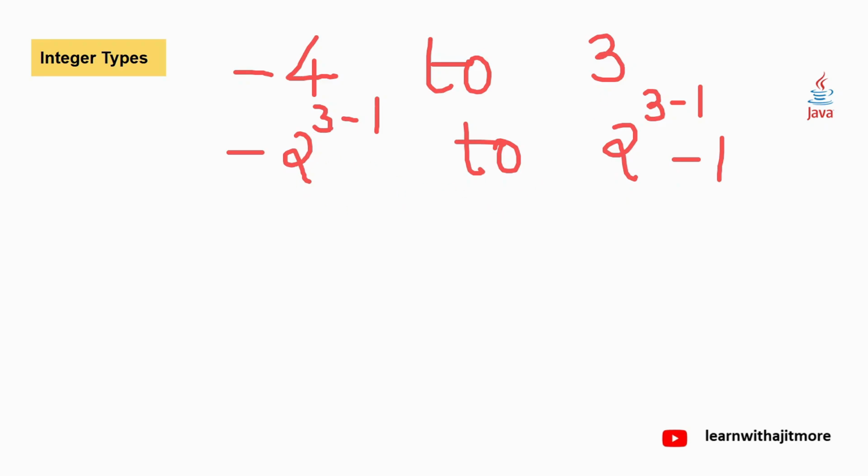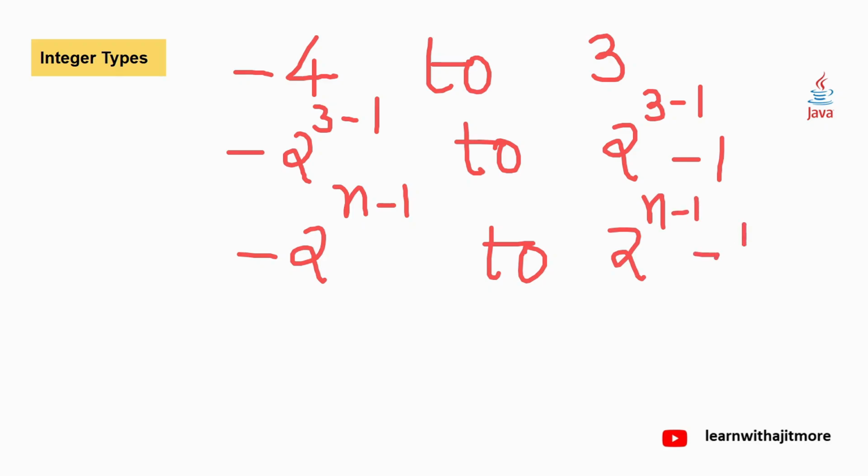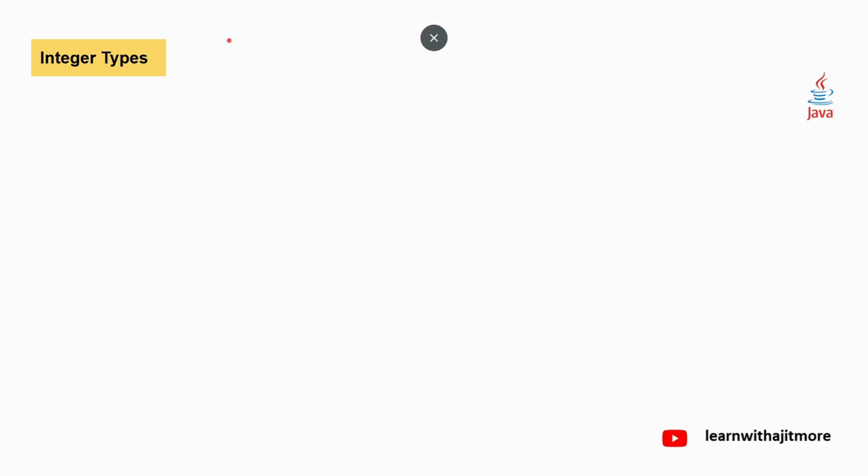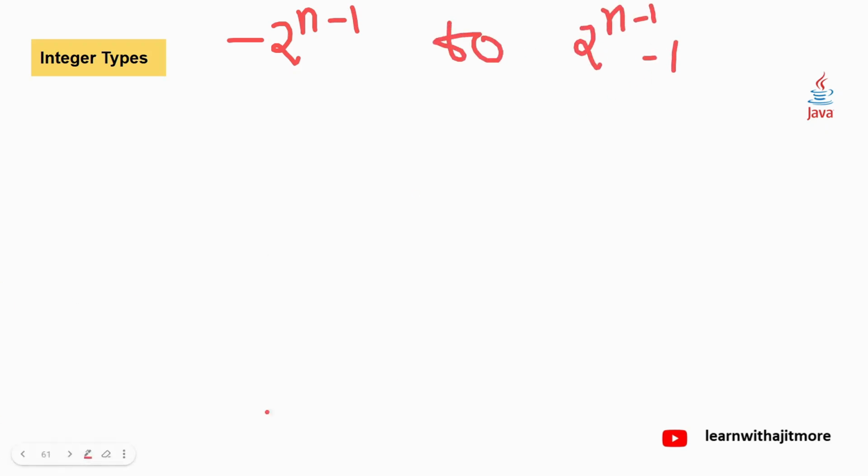So in general, as it was 3-bit, I wrote 3 minus 1. If it is n-bit, can I generalize and write the formula 2 raised to n minus 1 to 2 raised to n minus 1 minus 1, where n is the number of bits in that data type. So in general, we can take a formula like that: 2 raised to n minus 1 to 2 raised to n minus 1 minus 1.